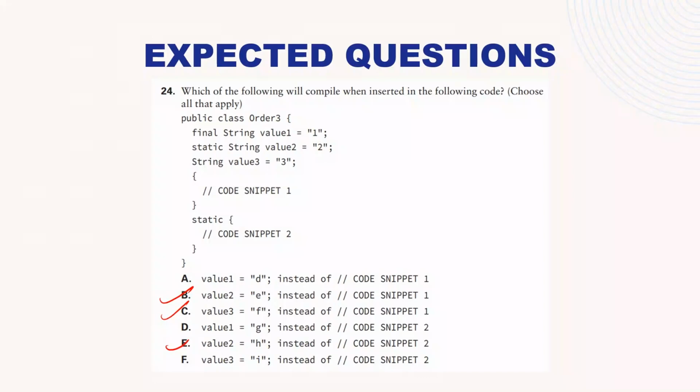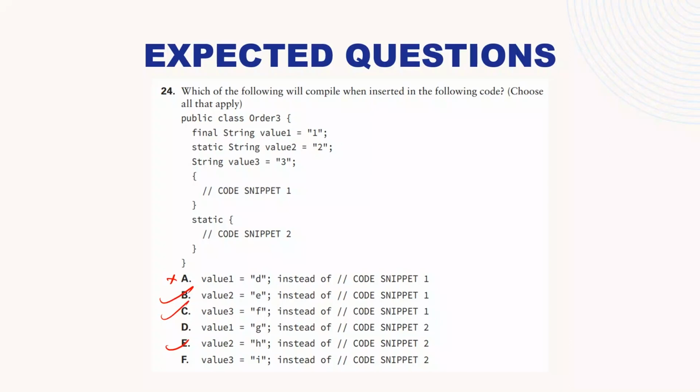Alright, I hope that is clear. So option A is out of the question in this case. Value2 is a static variable. Both instance and static initializers are able to access the static variables. We have gone through this many times. So options B and E are correct in this case because it's valid, right?